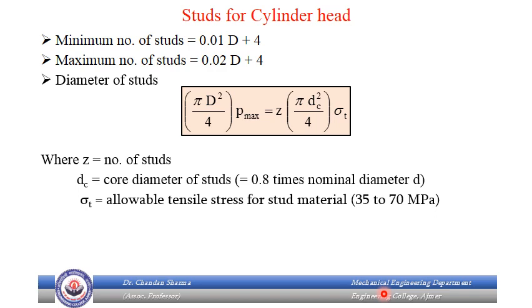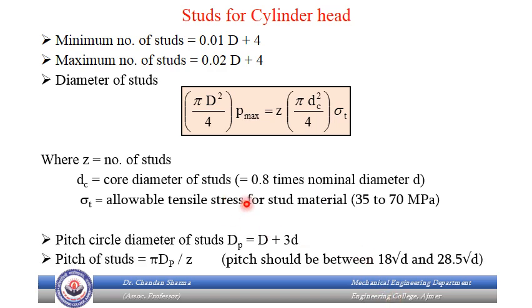If sigma T is not known to us, we can easily take its value from the data book, that is 35 to 70 megapascal. So in this equation, the only unknown is dc. From dc, we can find what would be the nominal diameter of stud.